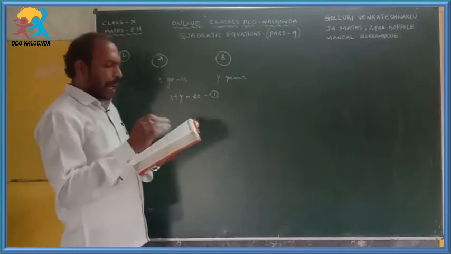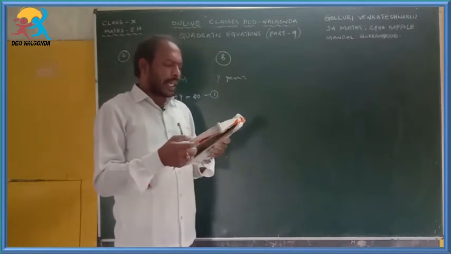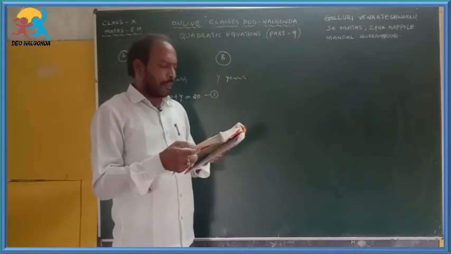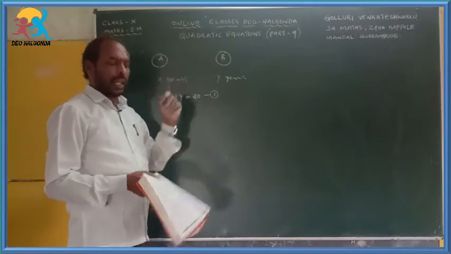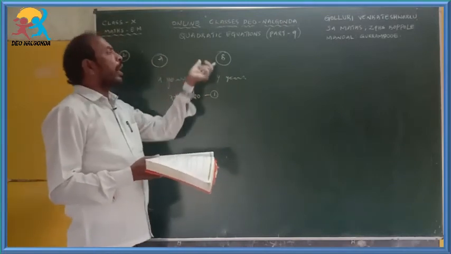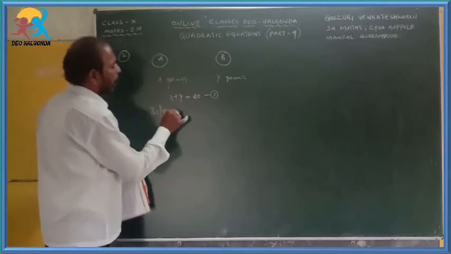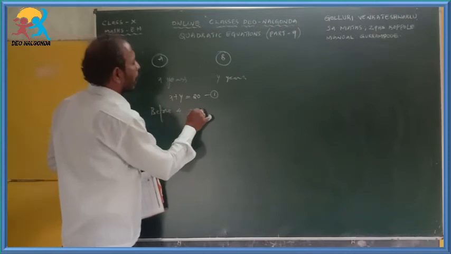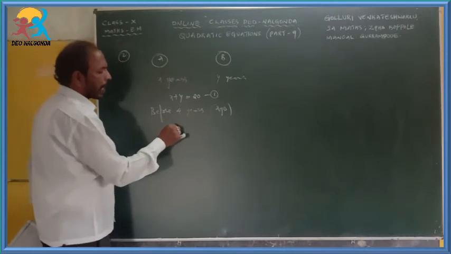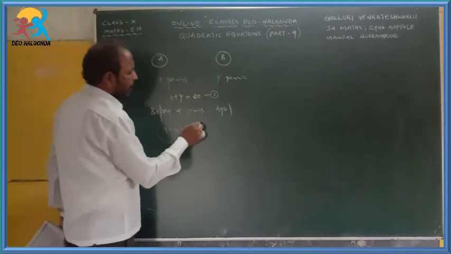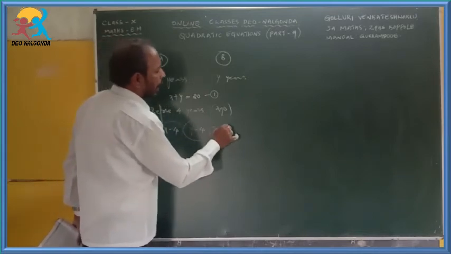Next, the product of their ages 4 years ago was 48. So 4 years ago, the product of their ages is equal to 48. Four years ago, the age of A is x minus 4 and the age of B is y minus 4. The product of these two ages will be 48, it is given.